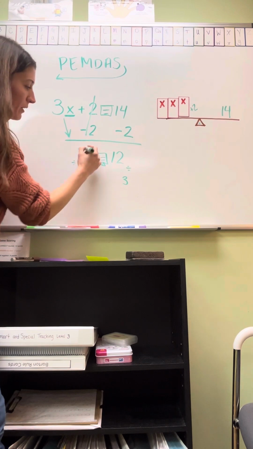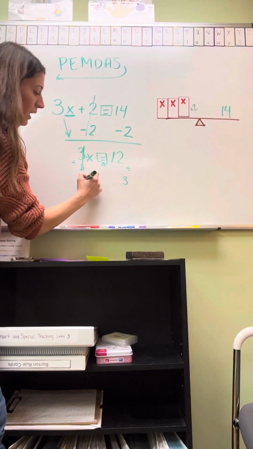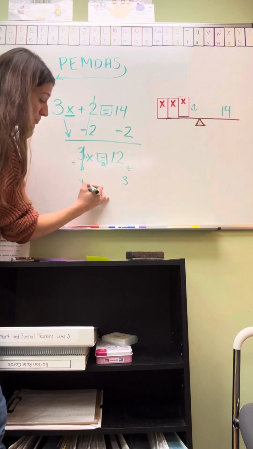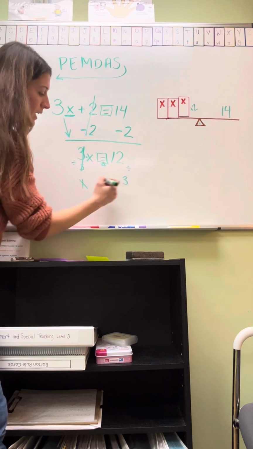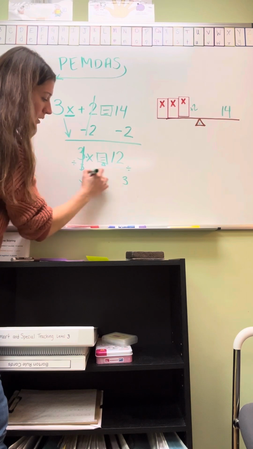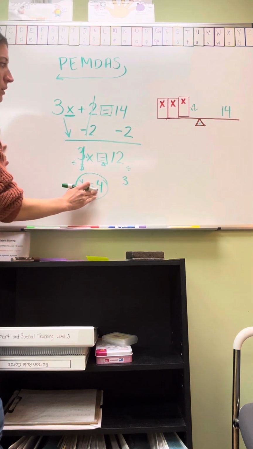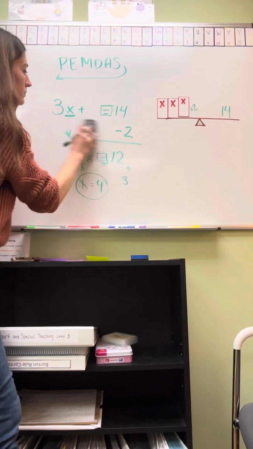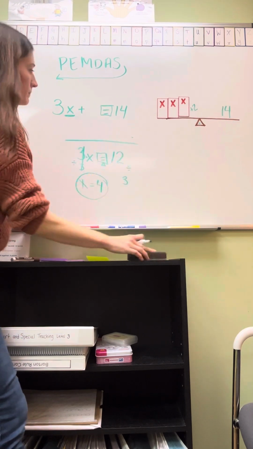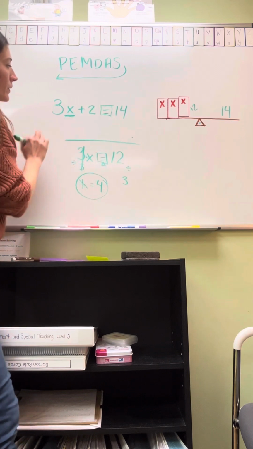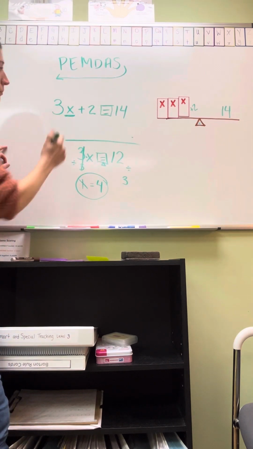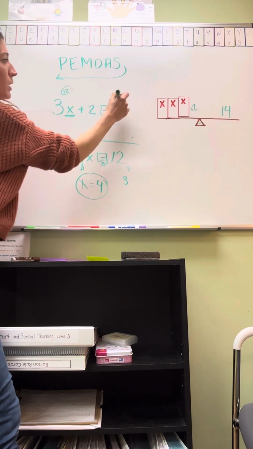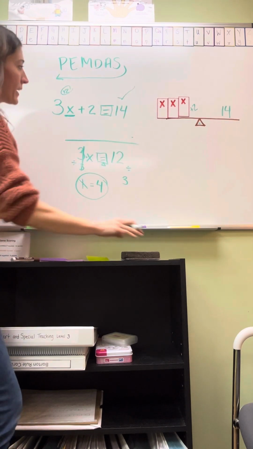So 3 divided by 3 is 1, and I don't need that because 1 times anything is the number. So that's just extra work. I'm just going to keep x. 12 divided by 3 is 4. So in this case, x equals 4. Let's check it back a second. Three times 4 is 12. Okay, 12. 12 plus 2 equals 14. Check. Sweet, I did it right.